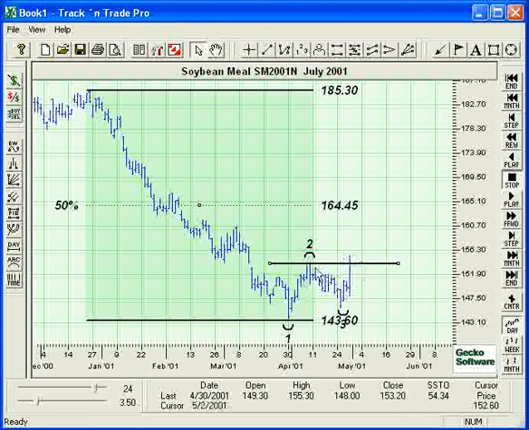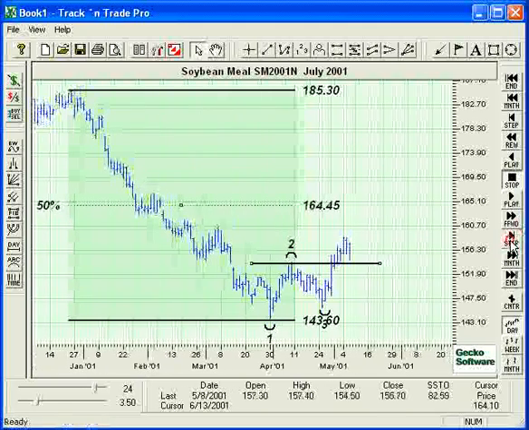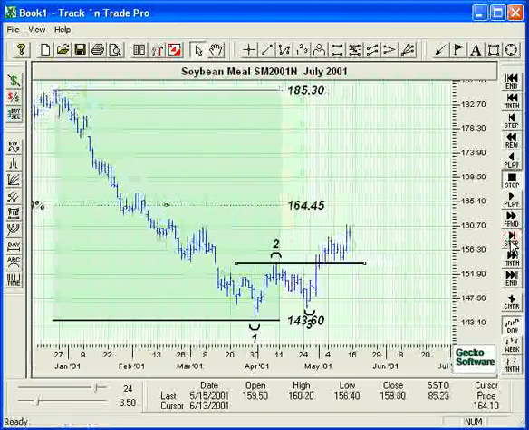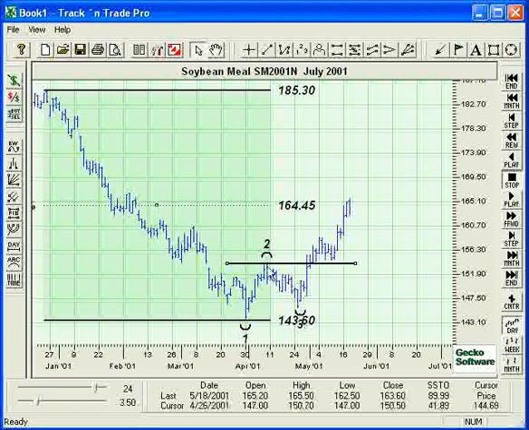We're now making higher highs and higher lows. Of course, that's the definition of an uptrend: higher highs and higher lows. As you watch this market move, it's going to move in little retracements, and there it's reached our goal of 164.45. So we've got a valid 1, 2, 3 bottom formation, a break above the number 2 point, we buy, and we expect the market to move up to the 164 level, which is our 50% retracement.